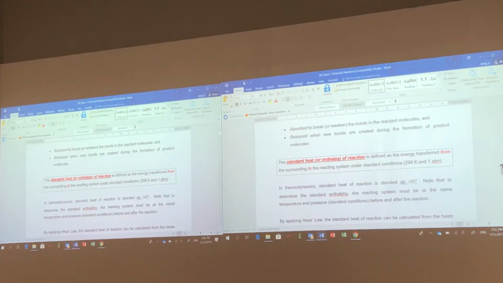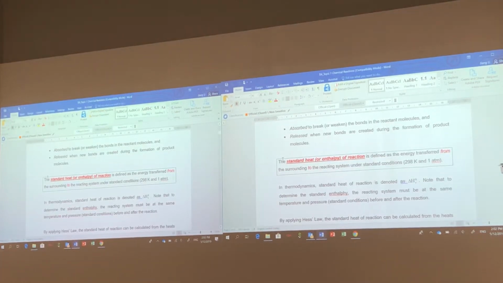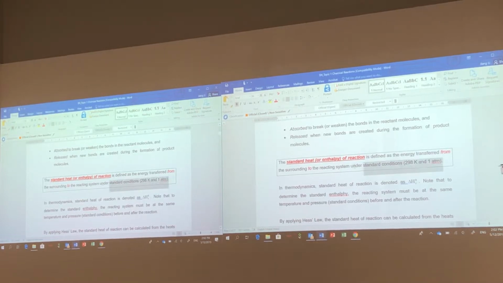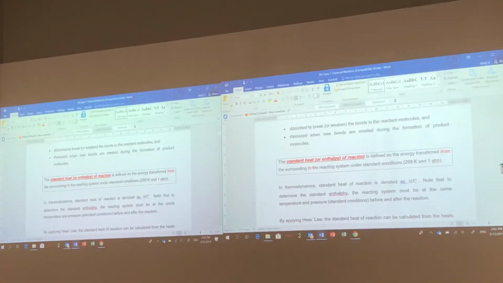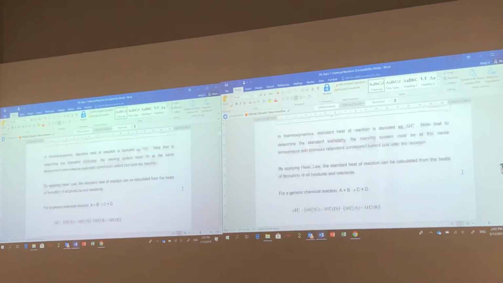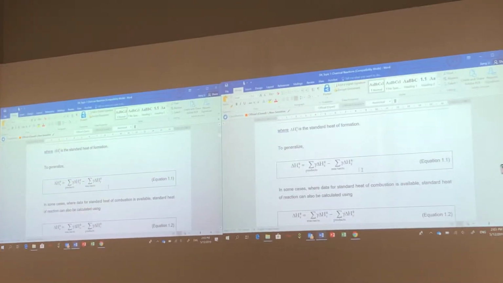The first important concept is standard enthalpy for reaction, which is defined here. And the standard enthalpy or heat of reaction is defined as the energy transferred from the surrounding to the reacting system under this condition. Alright? And then how to calculate? Please, this formula, equation 1.1, you have to know. This one will not be given to you.